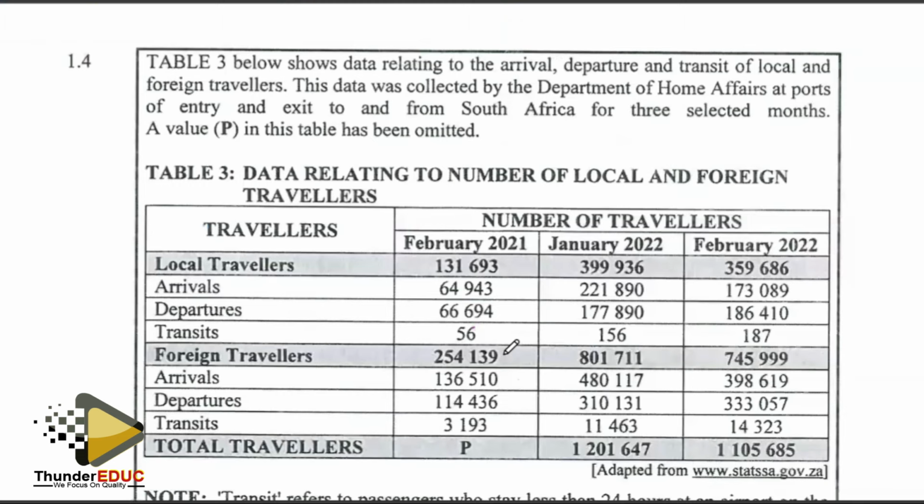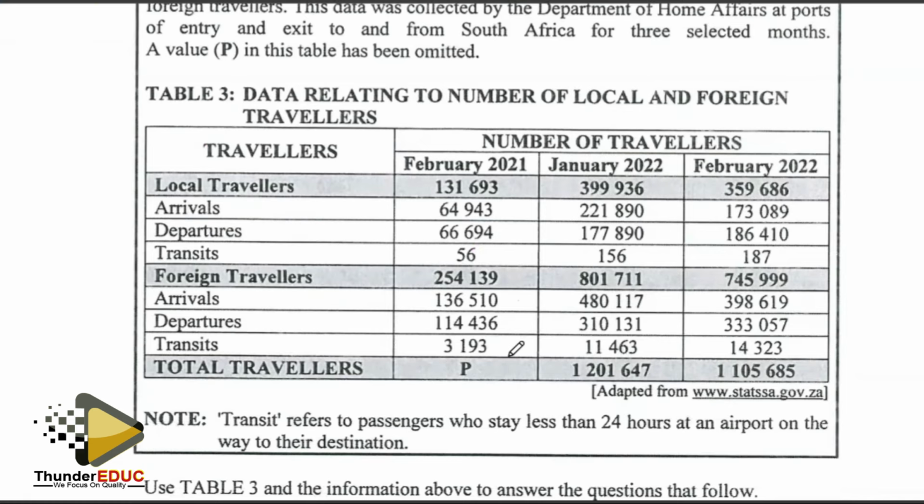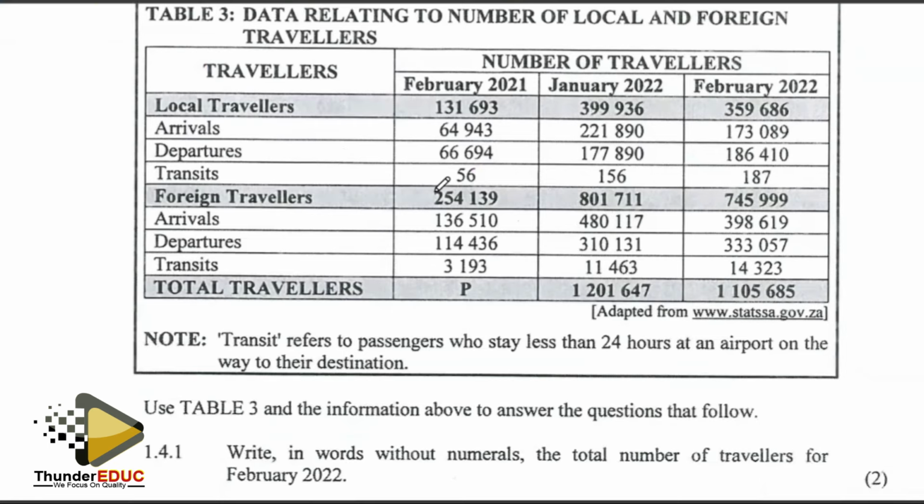Look at question number 1.4. The table below shows the data relating to the arrival, departure, and transit of local and foreign travelers. This data was collected by the Department of Home Affairs at the ports of entry and exit to and from South Africa for 3 selected months. A value P in the table has been omitted. Data related to the number of local and foreign travelers. Here we go. We look at it and we see.